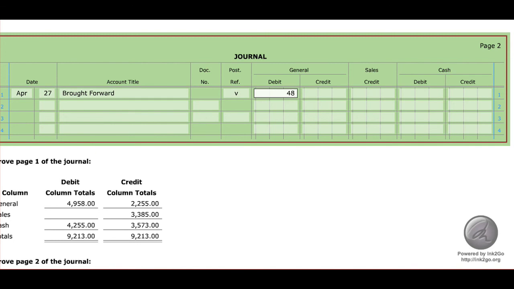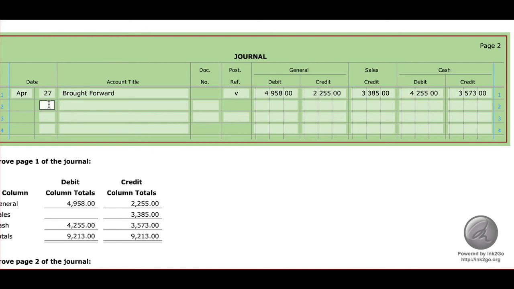So 4958, right down the list. 2255, 3385, 4255, and 3573. Now I can continue on with my journalizing. So I left off on journalizing on transaction April 29th.